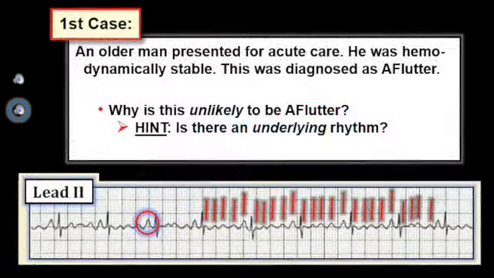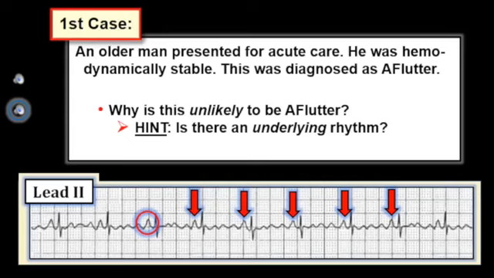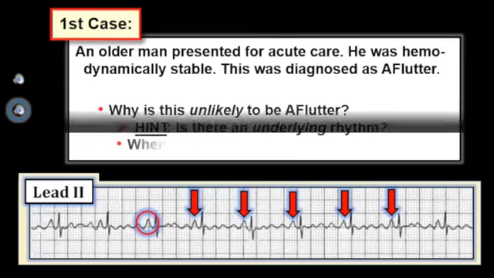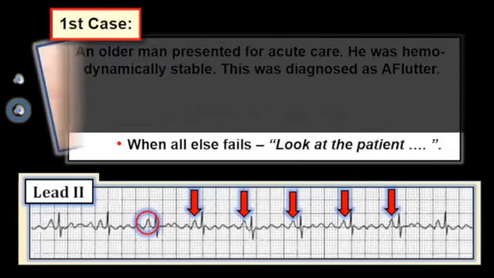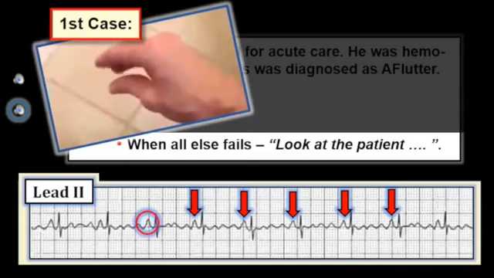This is not what we see here, where the deflections under the thin red lines are of small amplitude, irregular, and occur at a rate much faster than 300 per minute. The best way to prove artifact is when you can identify an underlying rhythm that is undisturbed by the deflections you see, as is the case here for the red arrows highlighting sinus P waves. Finally, when all else fails, look at the patient, whose hand was trembling with an obvious Parkinsonian tremor.